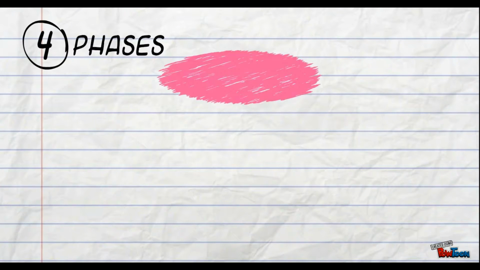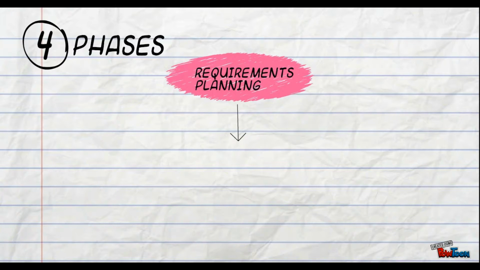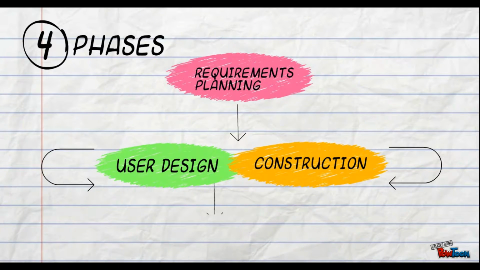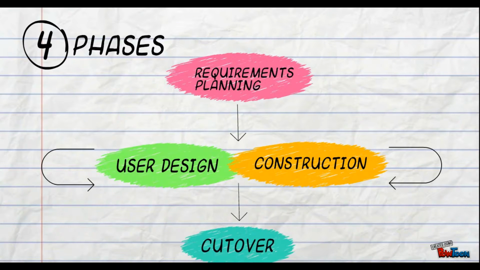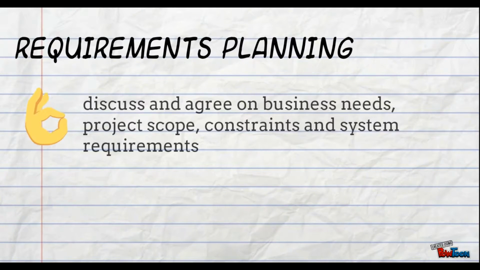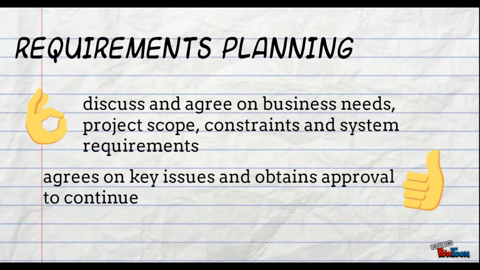RAD has 4 phases: requirements planning phase, user design phase, construction phase, and cutover phase. In the requirements planning phase, users, managers, and IT staff members discuss and agree on business needs, project scope, constraints and system requirements. It ends when the team agrees on the key issues and obtains approval to continue.